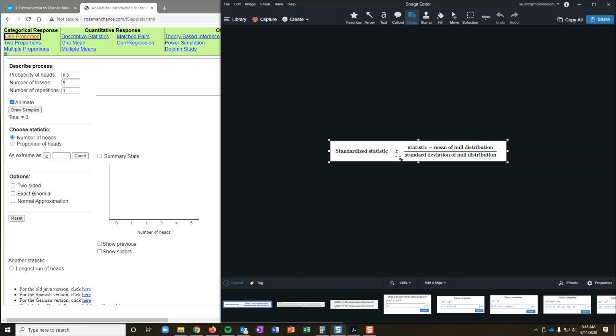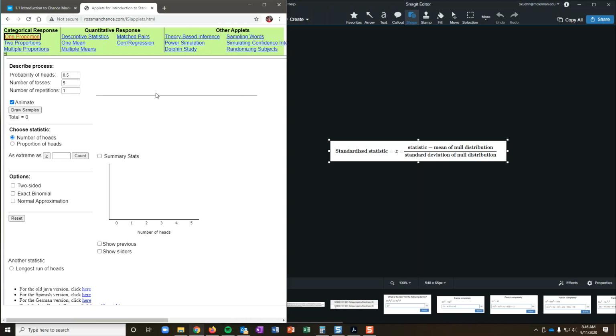So the standardized statistic Z is made up of this formula that says we're going to use the observed statistic, which is here in the numerator of my fraction, subtract from that the mean of my null distribution, right, the average of our null, and divide it by the standard deviation of the null. So how do I find the standard deviation using simulation?